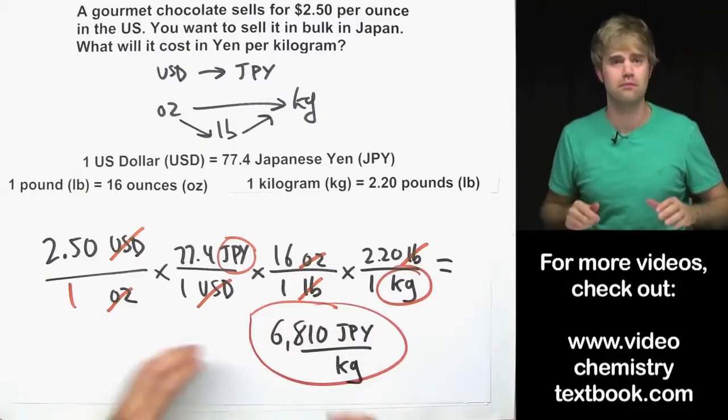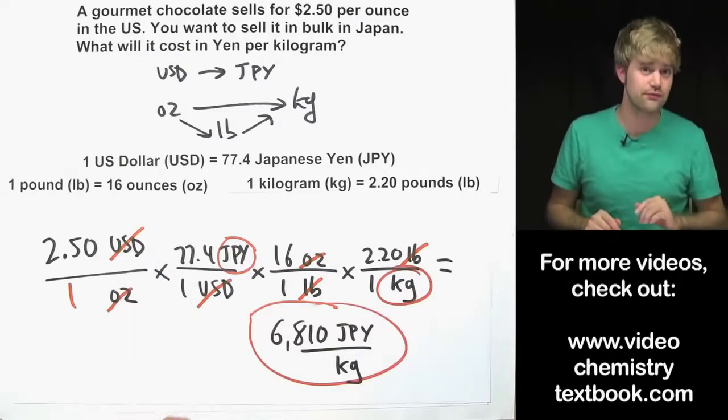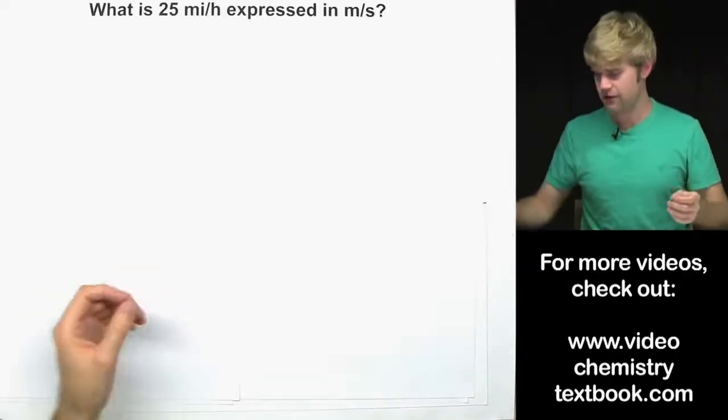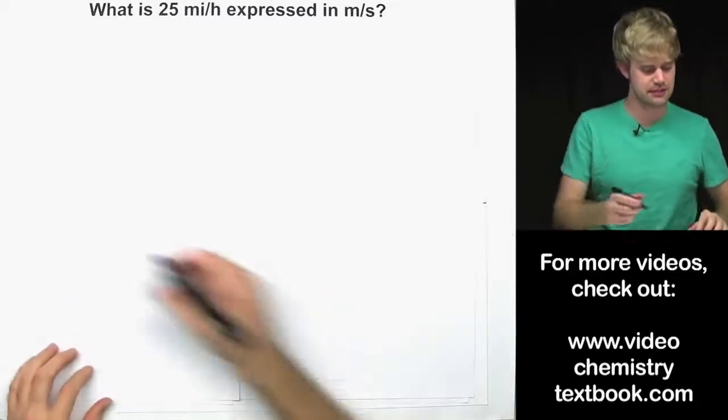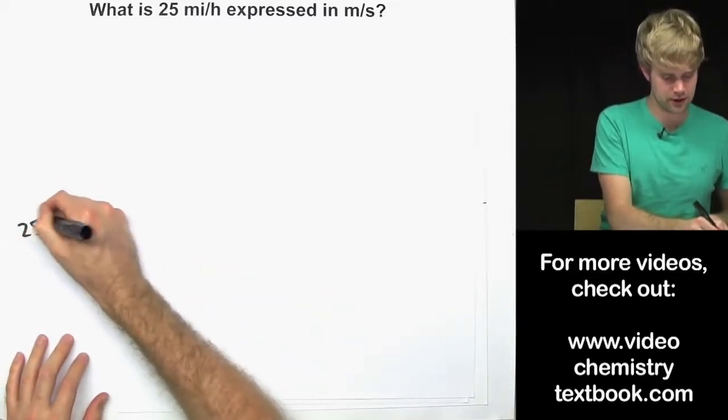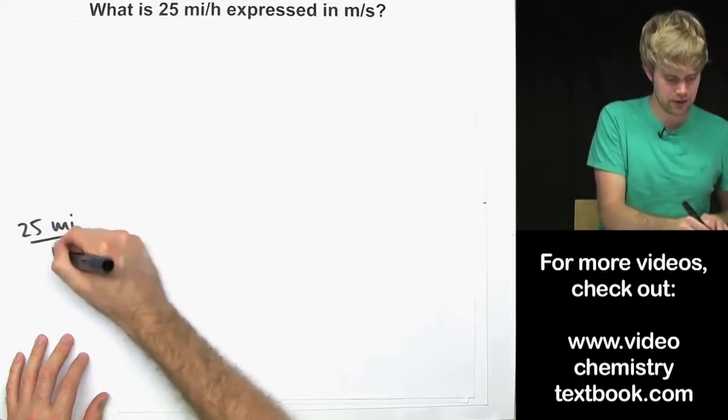And that's that. I'll do one more if you want the practice, but I'll do it fast. What is 25 miles per hour expressed in meters per second? So we're starting here with 25 miles per hour.